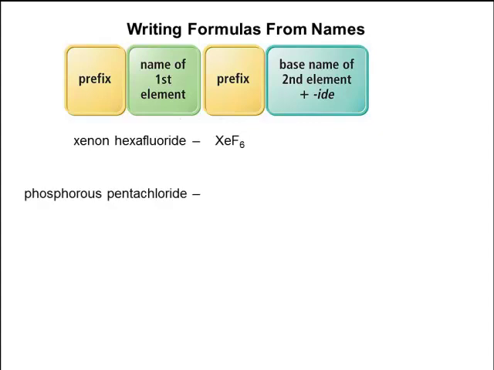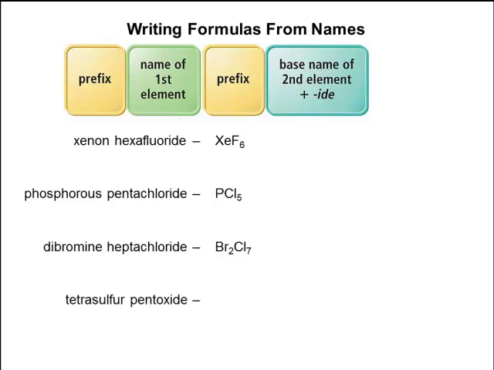Look at phosphorus pentachloride, PCl5. Dibromine heptachloride would be Br2Cl7. And the last one, tetrasulfur pentoxide, would be S4O5.